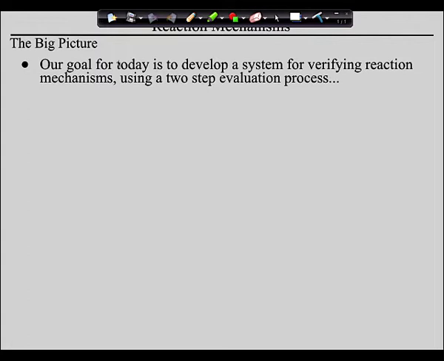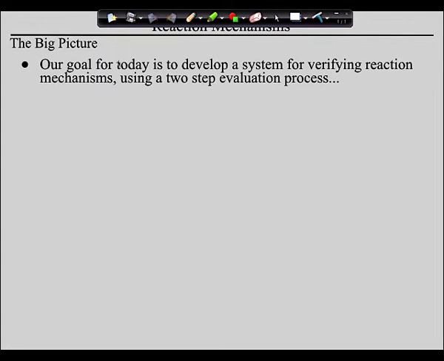Now guys, let's think about what that means. First of all, what is a reaction mechanism? We talked about it briefly last time. What is a reaction mechanism? It's all the steps through which a reaction occurs. What do we call those individual steps? Elementary steps. What does elementary mean? Can't be simplified.